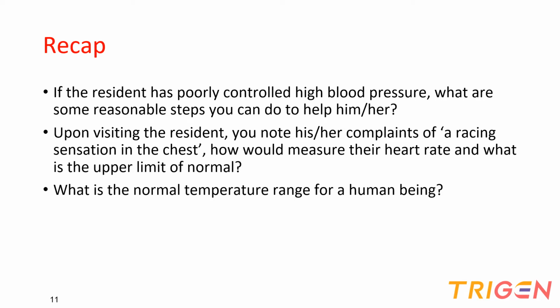For question 2, ideally, we want to feel the pulse for 1 minute and count the number of beats over that minute. If not, another way would be to feel the pulse for 30 seconds and multiply the number by 2. A common area of feeling for the pulse would be the radial pulse, which is located at the wrist, and the upper limit of normal is 100. The normal temperature range for a human being is 36.4 to 37.5 degrees Celsius.